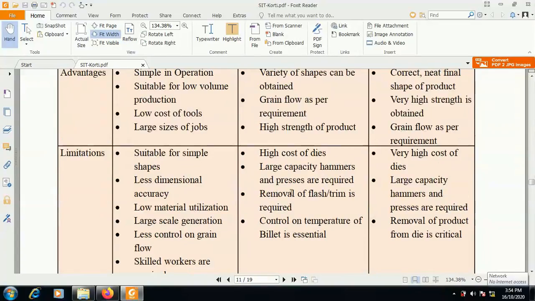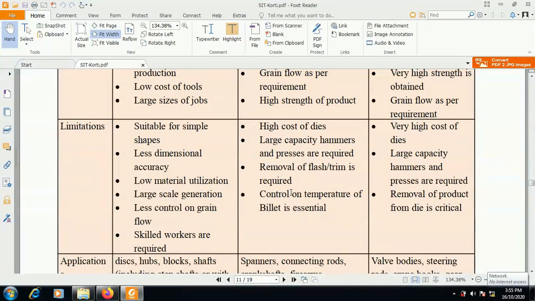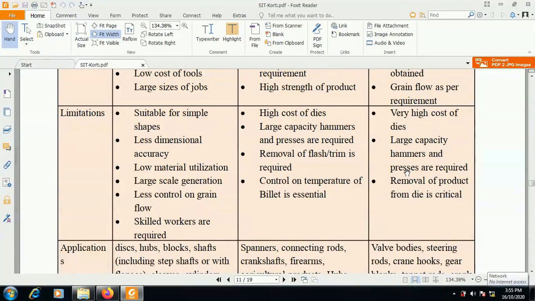In case of impression die forging, high cost of dies, large capacity hammers and presses are required. Remove of the flash is required, and for removal of the flash we are using a trimming operation. Control on temperature of the billet is essential, and this is required in both the cases. Control of temperature is required in case of flash ledge forging as well as impression die forging, because as and when temperature drop takes place, you have to apply the exothermic chemical compound powder on the surface of that metal, so that due to reaction, heat is developed, and that heat we have to utilize to increase the temperature of that raw material above the recrystallization temperature, so that control of the temperature is very important in case of impression die forging or flash ledge forging.